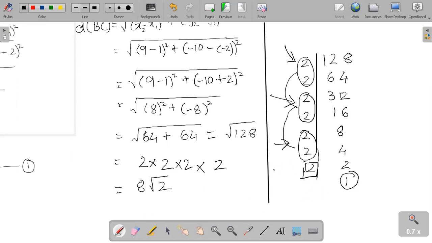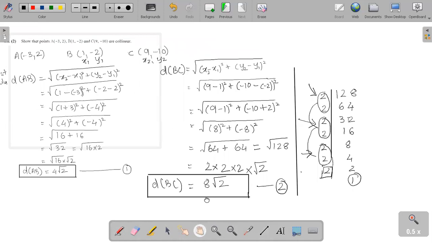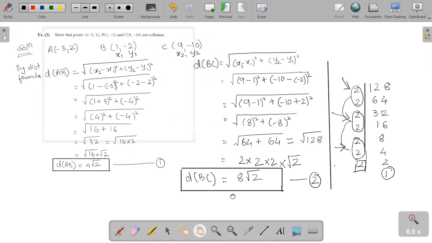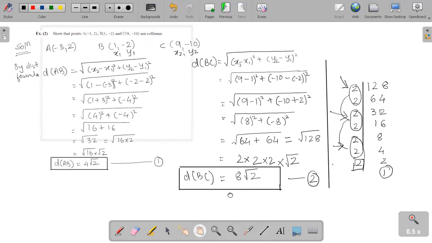Okay, so I'll put this here. So our final answer, distance BC, is 8 root 2. So I will number this as 2. So we have found out distance AB and distance BC. Next, we will find out distance. Which one is remaining now? AC. AC, correct.